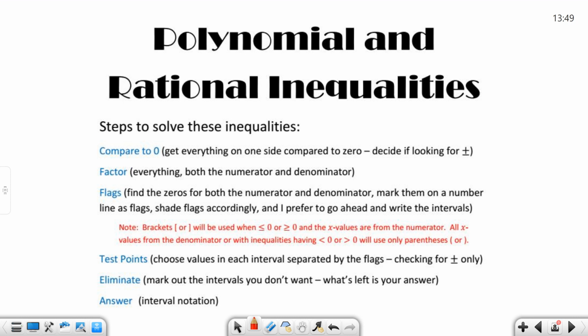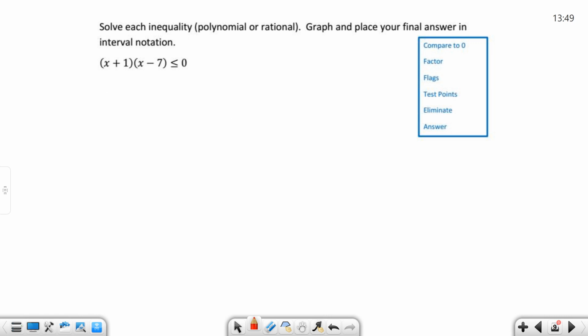Again, I went back and I wrote all my intervals up here. And whatever I don't mark out, those are the ones I keep. So what I'm going to do is give you some problems here. Solve each inequality, polynomial or rational. This one is a polynomial, right? There's no rational. There's no x's in the denominator down here, right? No denominator at all. So graph and place your final answer in interval notation.